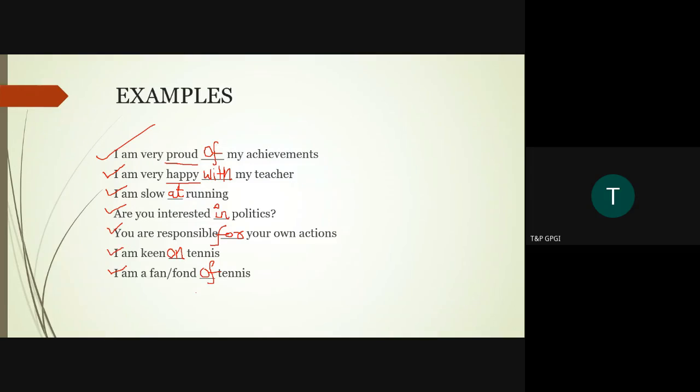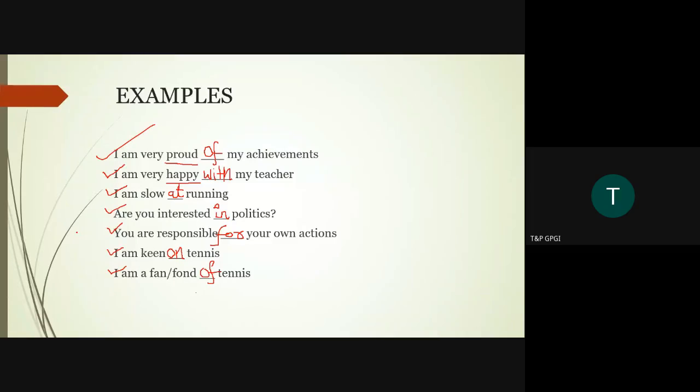So these were a few examples of how to identify and use prepositions along with adjectives in a sentence. So we have of, with, at, in, for, on over here, with adjectives such as proud, happy, slow, interested, responsible, keen, fond, fan, etc. There are many more.